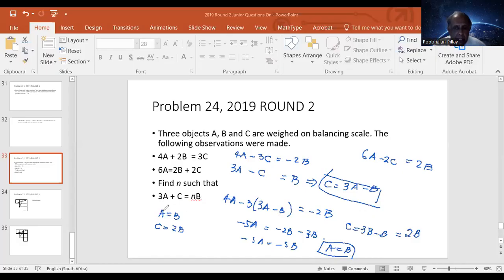Now you can calculate 3a plus c. 3a plus c is 3b plus 2b, and there's 5b, and that's the n that you're looking for, because n is equal to 5. Right. So 3a plus c is 5 times b, so immediately you know how many b's there are that will make up this. So that's the answer to that problem.